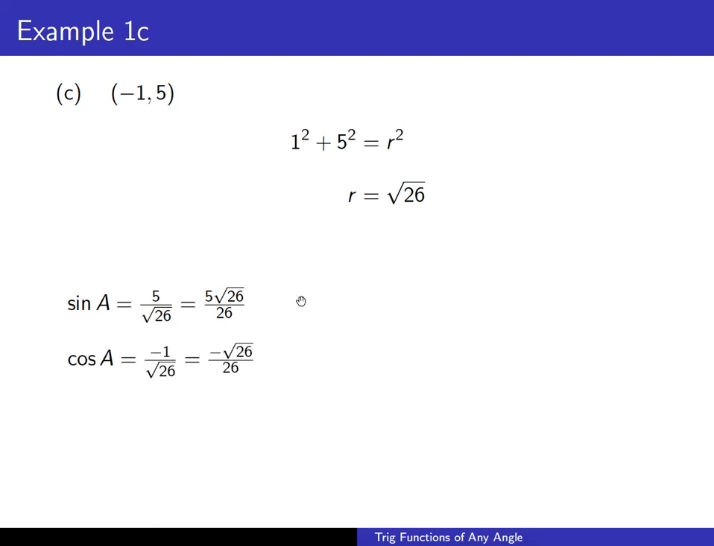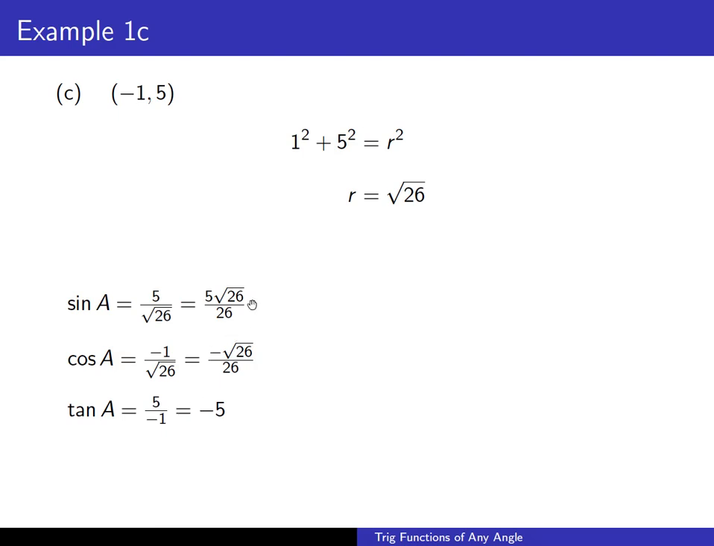Cosine of angle A is going to be x over r, negative 1 over square root of 26. And once again, we have a square root in the denominator, so if we multiply the numerator and denominator by the square root of 26, that should clear that up. Negative 1 times the square root of 26 is negative square root of 26, and square root of 26 times square root of 26 is 26. So no more square roots in denominators. Tangent is a lot easier for this one because y over x, 5 over negative 1, is negative 5. So no rationalizing of denominators for that one.